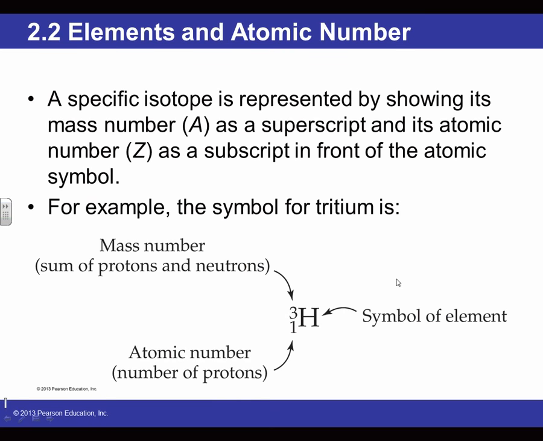Now, a specific isotope is represented by showing its mass number as a superscript and its atomic number as a subscript in front of the element symbol. For example, the symbol for tritium is denoted below. You have your mass number of 3, and you have your atomic number of 1. The mass number is on the top, the larger number, and the atomic number is on the bottom.